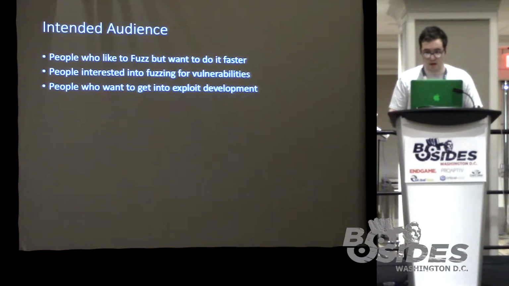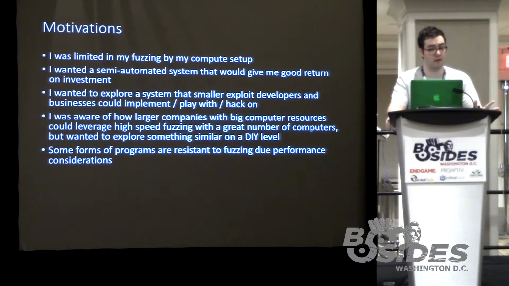Now, here are my motivations for this talk. I was limited in my fuzzing setup. I wanted a semi-automated system. I wanted to be able to throw jobs like a job queue at AFL, because if you've ever used fuzzers, there's a setup process that's kind of time intensive. You have to find a way to throw stuff at it. And I wanted something that could be replicated, basically, without a lot of overhead.